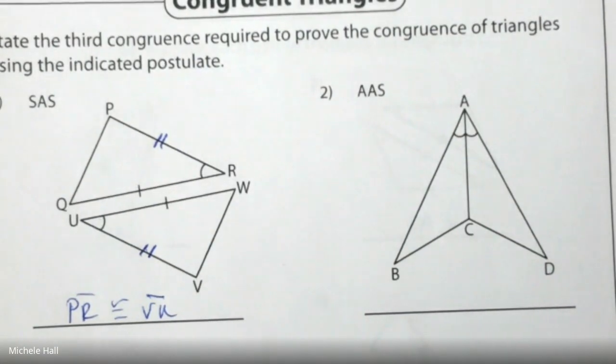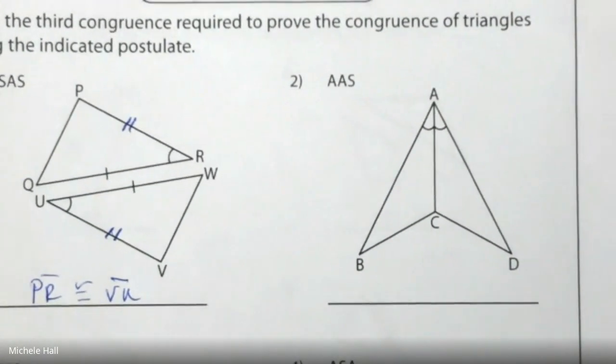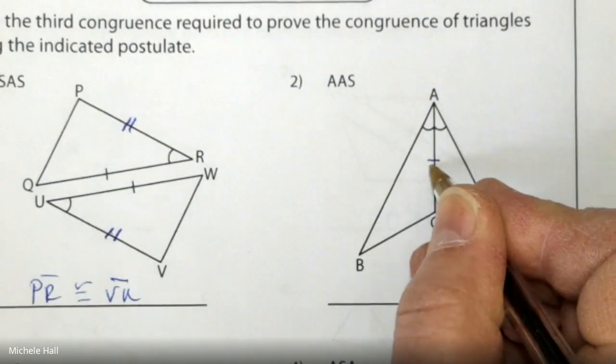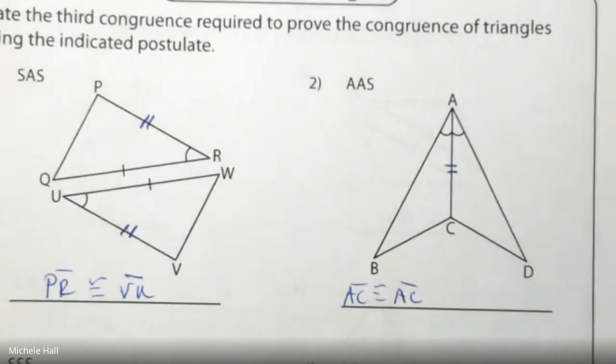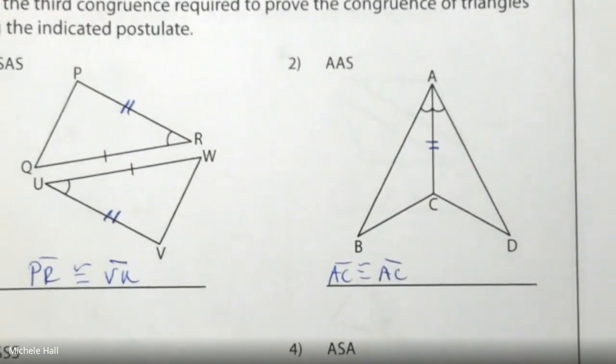All right. Number 2, we're looking for angle, angle, side. Let's start with the side first. What side? We're going to mark this side. So for that one, you would just say that AC is congruent to AC. It's congruent to itself. It's used in both the triangles. But I do need to find the other angle that goes with it. It says angle, angle, side.